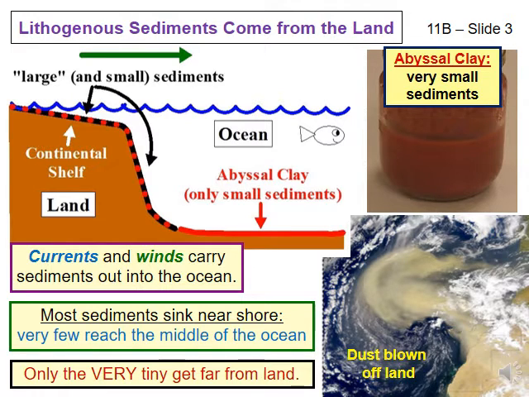Thus, the important rules to remember for lithogenous sediments are: larger, heavier lithogenous sediments like sand sink faster, so they settle on land or next to the land. Most small, light lithogenous sediments like mud settle close to the land, because they come from the land and sink. However, since they sink very slowly, a few of them occasionally get carried out into the middle of the ocean by currents and winds. The small lithogenous sediments that travel far from land and reach the deep ocean floor are called red clay or abyssal clay. Abyss means bottomless or deep.